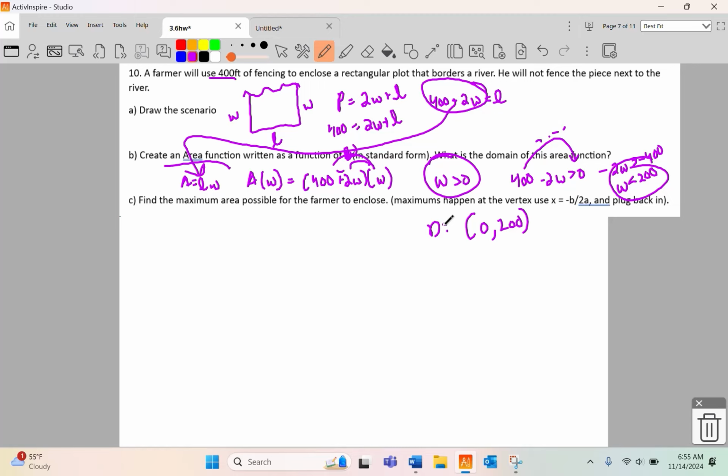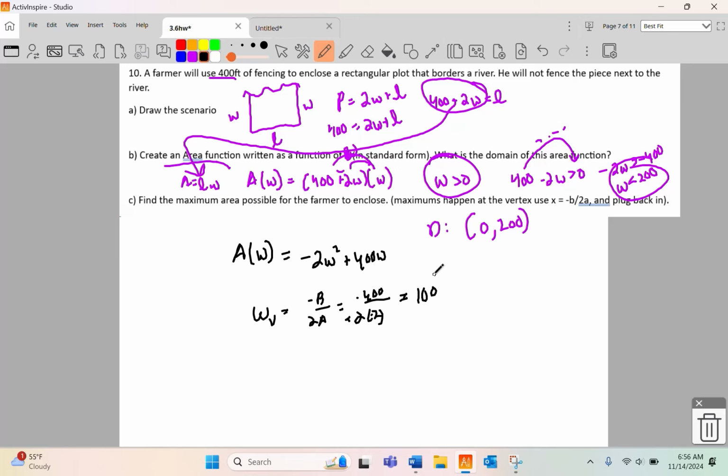Now that I have rectified my issue, and forgive me for making a mistake, I do the distributive property. I get negative 2W squared plus 400W. And now I'm going to find the W coordinate of the vertex. It's going to be opposite b over twice a, just as before. So negative 400 over twice a, twice a negative 2. And that'll give me 100.